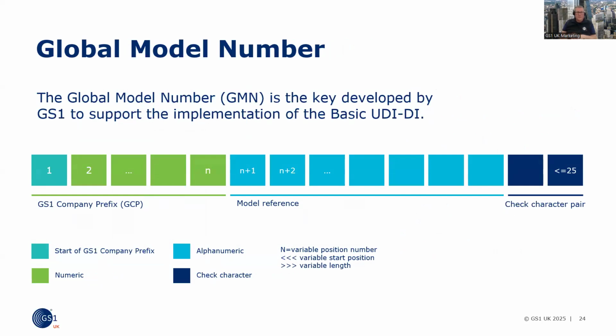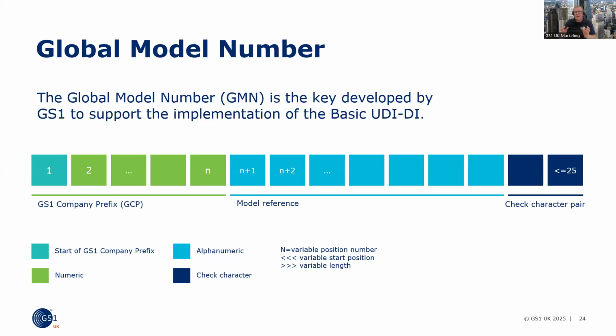And the global model number, like all GS1 identification keys, has a set format, and they all start with a GS1 company prefix. So the start of your GS1 company prefix is position 1 in the global model number. And that GS1 company prefix is of varying length. It's normally 7, 8, or 9 digits long. On some occasions, it could be 10 or 11 digits long. But it's mostly 7, 8, or 9 digits long.